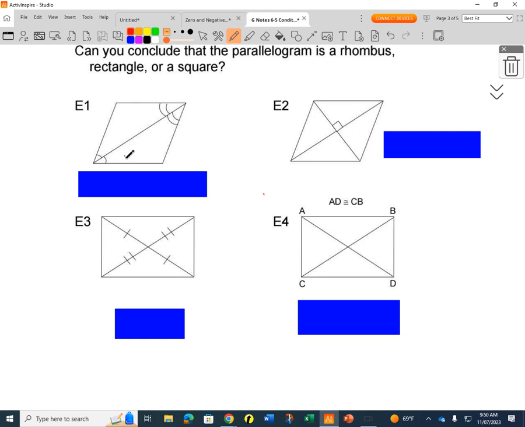Doesn't that look like that one? So we can see that this diagonal split this angle into 2 congruent angles, and this angle into 2 congruent angles. So what does example 1's given information tell us? Yeah, it tells us that the diagonal is bisecting the opposite angles. So if the diagonal bisects the opposite angles, is it a square, a parallelogram, or a rhombus? A rhombus.